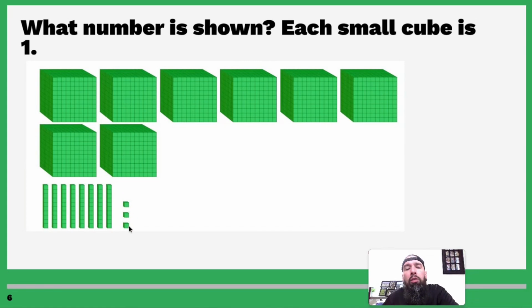So I have 1, 2, 3. So that's going to be my 3. If you remember, these guys were each 10. So I have 1, 2, 3, 4, 5, 6, 7, 8 of those. So that's 80. So I have 80 and 3 so far. But what the heck are these things? Oh my gosh, those things are huge. They're cubes, and they're huge.